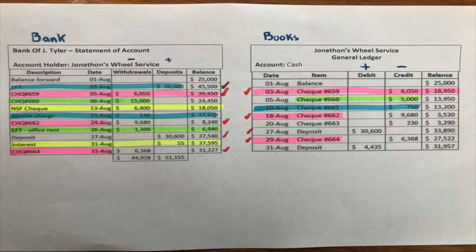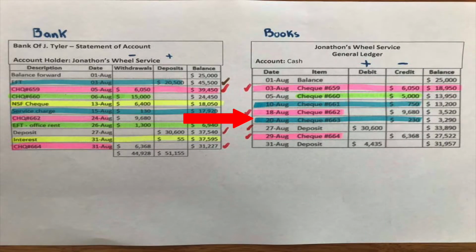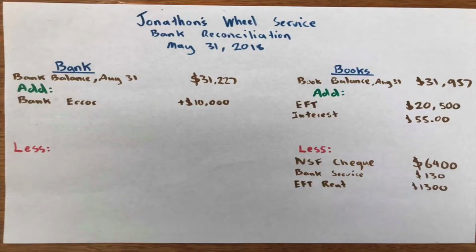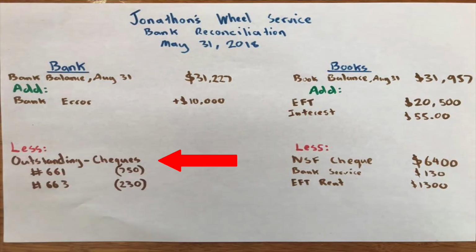We can now reconcile the book side. Both checks 661 and 663 have not gone through the bank statement, but have been recorded on our books. This is because they are outstanding checks, meaning that the business has issued them, however the receiver is yet to deposit them into their account.